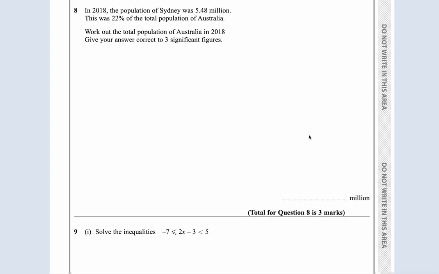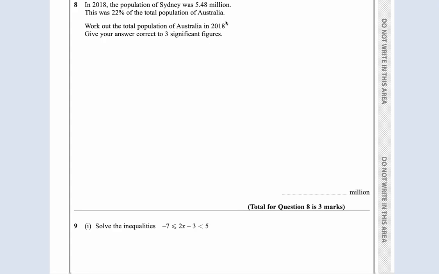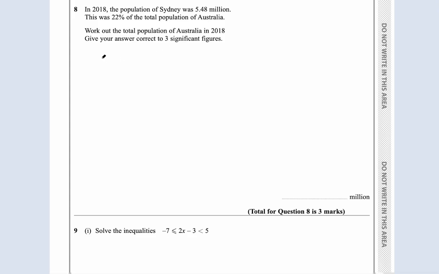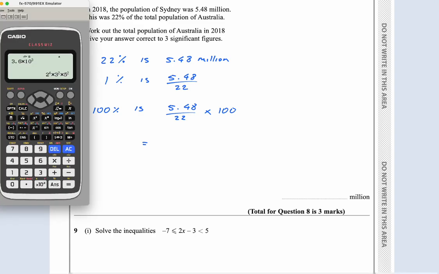Okay, question 8. 2018, the population of Sydney was this. This was 22% of the total population of Australia. Work out the total population of Australia in 2018. Okay, so I can say 22% is 5.48 million. Therefore, 1%, best thing to do, guys, is just find 1%, is 5.48 divided by 22 to get 1%, and then 100% is 5.48 divided by 22 times 100, and this will give me the total population of Australia.